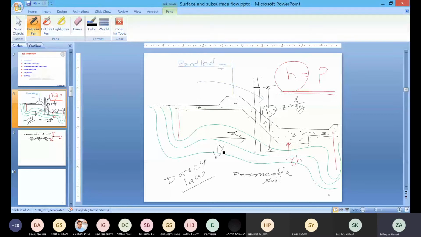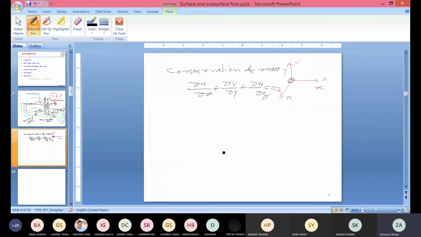Of course, in the middle of this structure, the flow is truly two-dimensional, but near the abutment, the flow is not two-dimensional, that is three-dimensional. That is a complex part that we are not discussing here. Our discussion is limited to 2D. So in that case, this equation reduces to del u by del x plus del v by del y, and that is equal to 0.